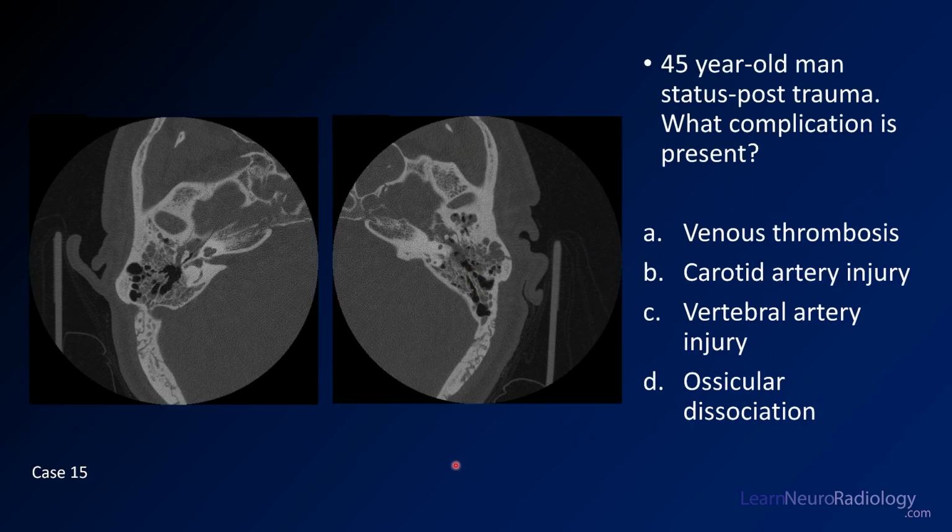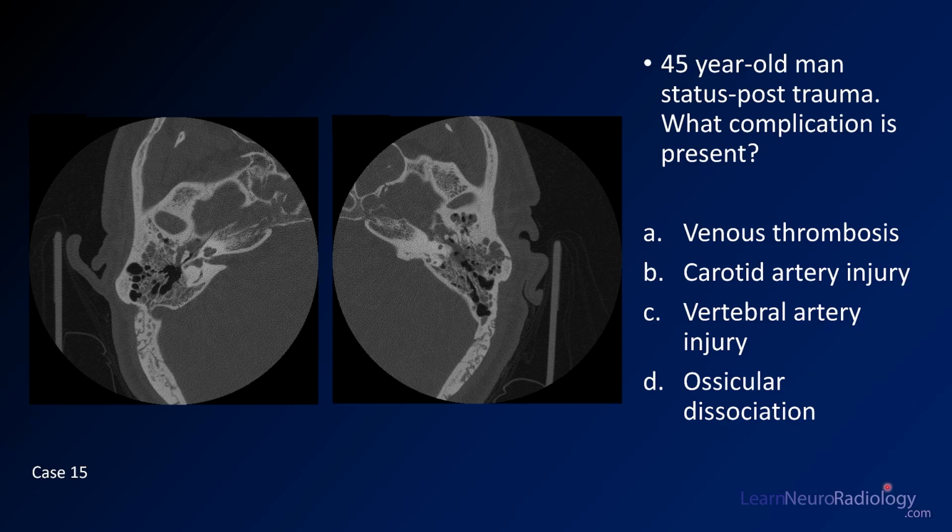Case 15 is a 45-year-old man, status post-trauma. The question is about which complication is present. So we know this patient's had trauma. You see images from the bilateral temporal bones here. The options are venous thrombosis, carotid artery injury, vertebral artery injury, or ossicular dissociation.